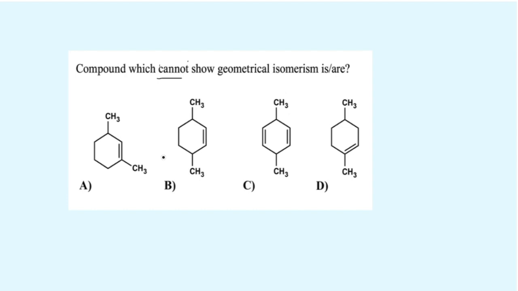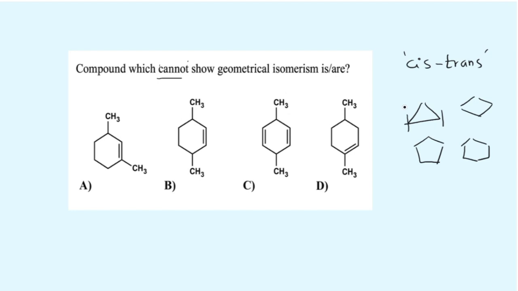So, there could be one or more than one molecule which cannot exhibit geometrical isomerism. Here, when we talk about geometrical isomerism, we are talking specifically about cis-trans isomerism. When it comes to cyclic molecules like cyclopropane, cyclobutane, cyclopentane, and cyclohexane, we can show the molecules exhibiting geometrical isomerism using the vertical lines like this.